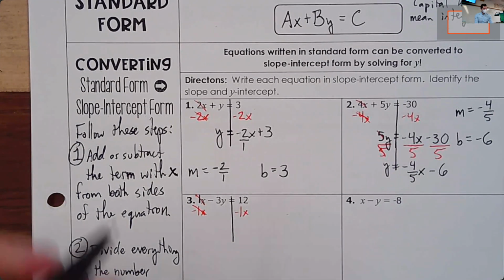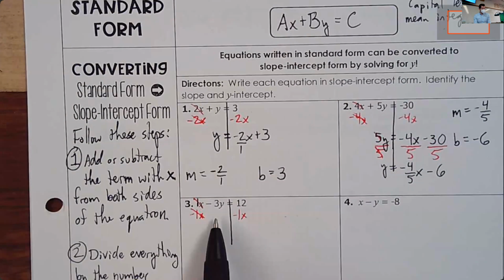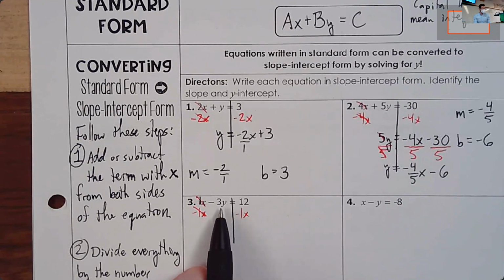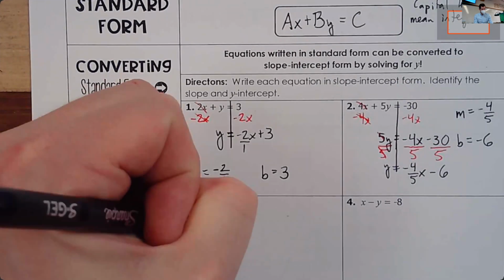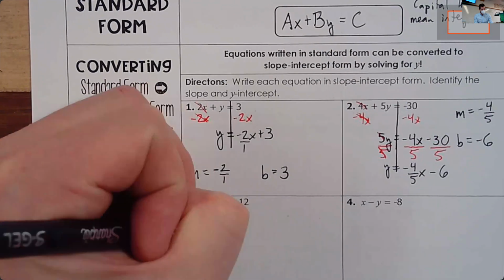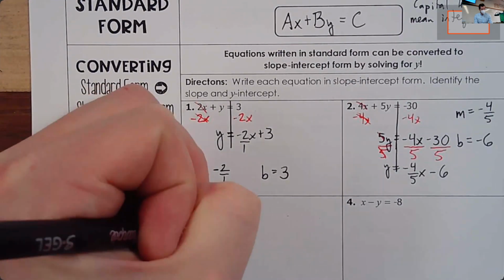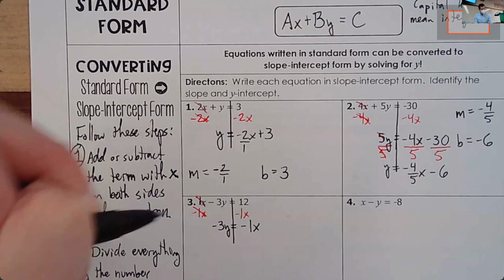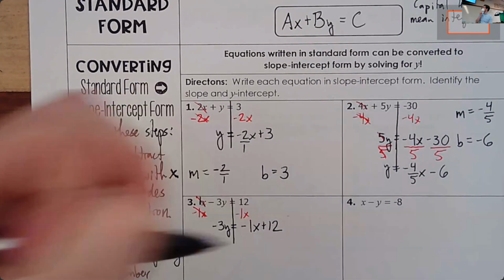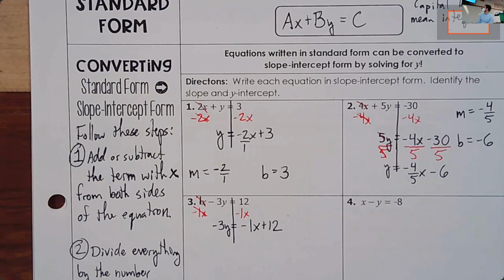And on the left, I'm going to have this -3y remains. And instead of -3y, because it's by itself now, it's a -3y. So we got a -3y on the left, and on the right-hand side, we're going to have a -1x, and that 12 is positive, so plus 12. We got -3y equals -1x plus 12.